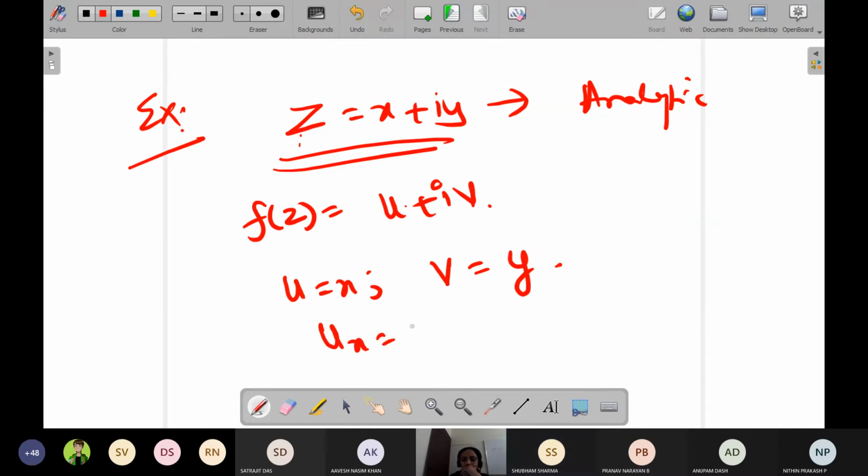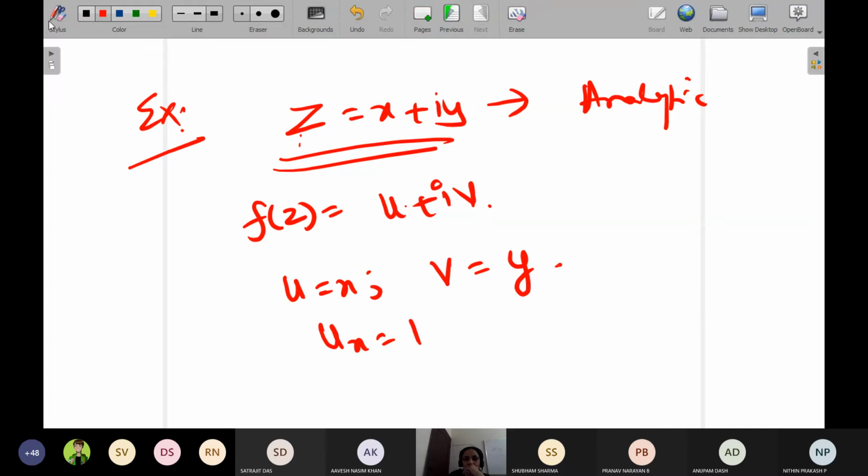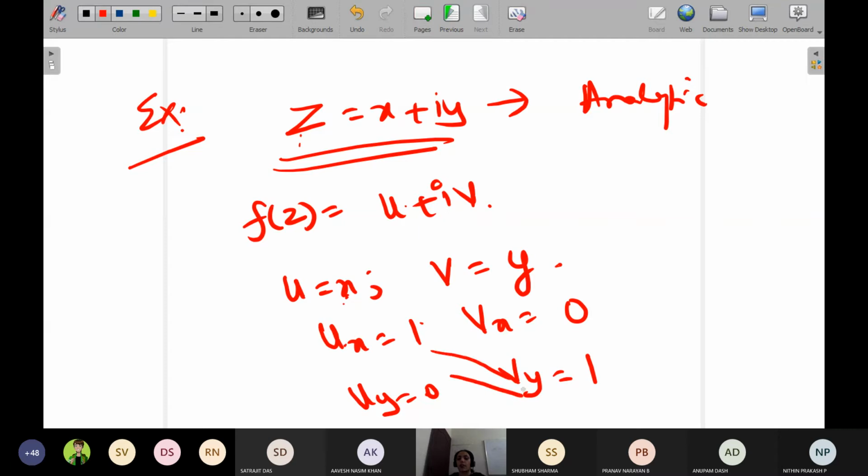So find ux. ux will be equal to 1. uy is equal to 0. vx will be equal to 0. vy is equal to 1. You understood? Differentiation with respect to x gives me 1, and differentiation with respect to y gives me 0. Now here, ux is equal to vy and uy is equal to minus vx, or not?